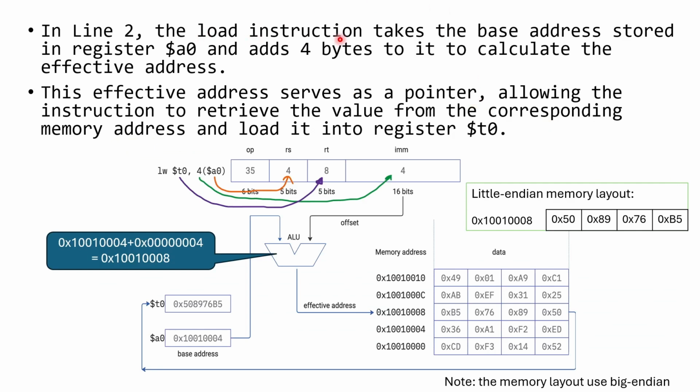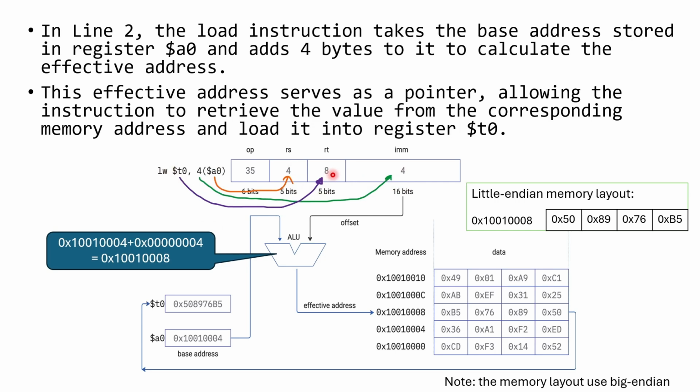In line one, the load instruction takes the base address stored in register A0. So A0 here is on RS. The base address is always on RS. And then 4 is the immediate. And then T0 is the RT.